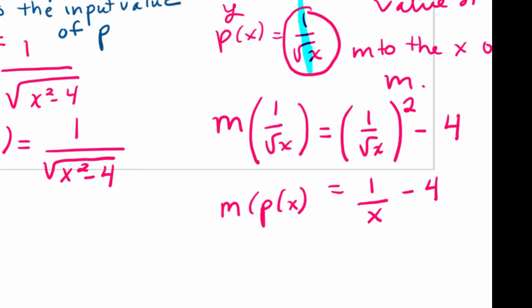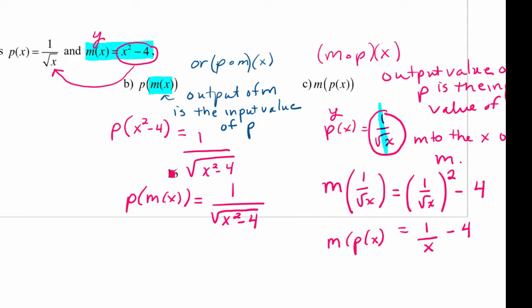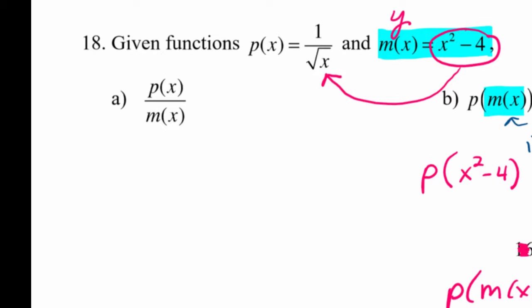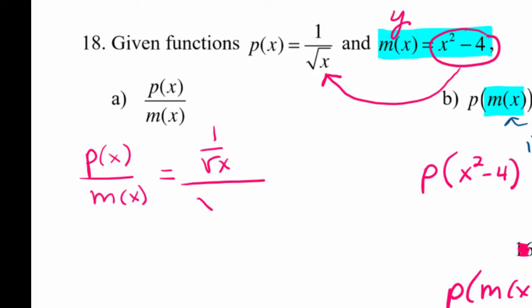If you followed this far, those two parts, B and C, had to do with composition of functions. And just a little review back here with part A, this is function arithmetic, so now we're dividing functions. That is literally what you think it is: take your function p of x and divide it by m of x, the output value. So p of x is 1 over the square root of x, and we're going to divide that by x squared minus 4. This new function is not in simplified form, so we do want to simplify.